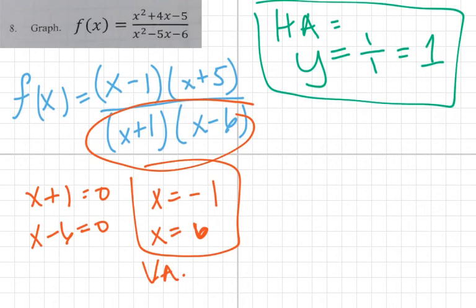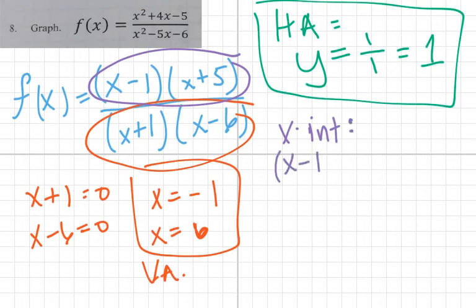The next thing we're going to need to do is find our intercepts. So we're going to determine the x-intercepts by setting the numerator equal to 0. That's why it's nice to have already factored it out. We just need to take the numerator and set that equal to 0. So we take x minus 1, x plus 5, set that equal to 0. That's equal to 0 when either one of these factors is equal to 0. So our x-intercepts are going to be x equals 1 and x equals -5.